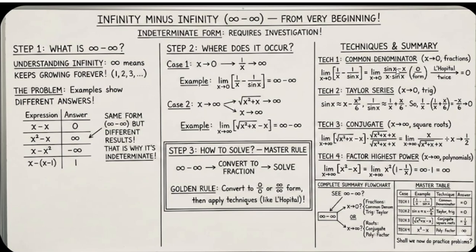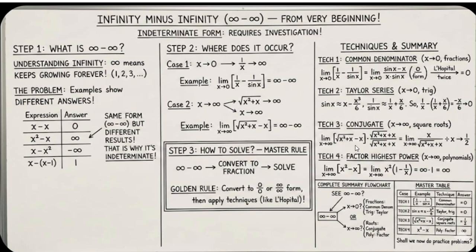If you take a common denominator, x sin x, this becomes 0 by 0 form. Then applying L'Hopital's rule, you can get the answer. Another thing, you can use the Taylor series theorem also. By the Taylor theorem, you can rewrite 1 upon sin x as 1 upon x plus x upon 6 and so on. Then you can get 0 here.